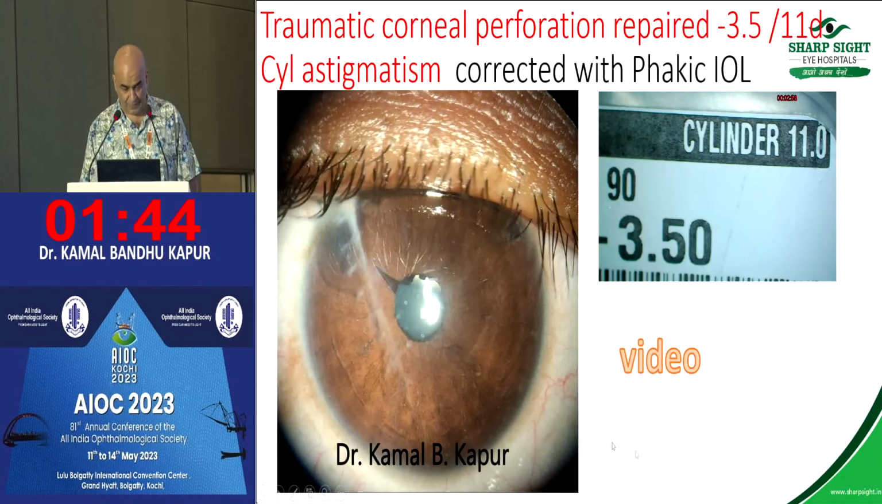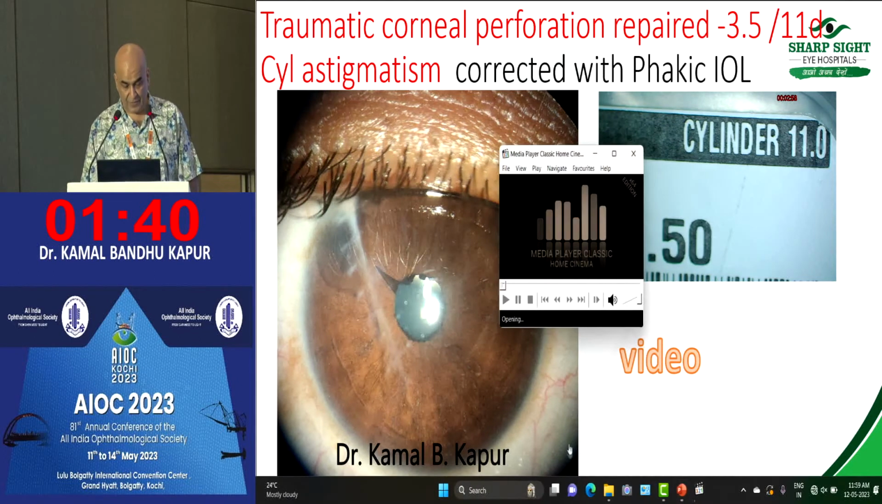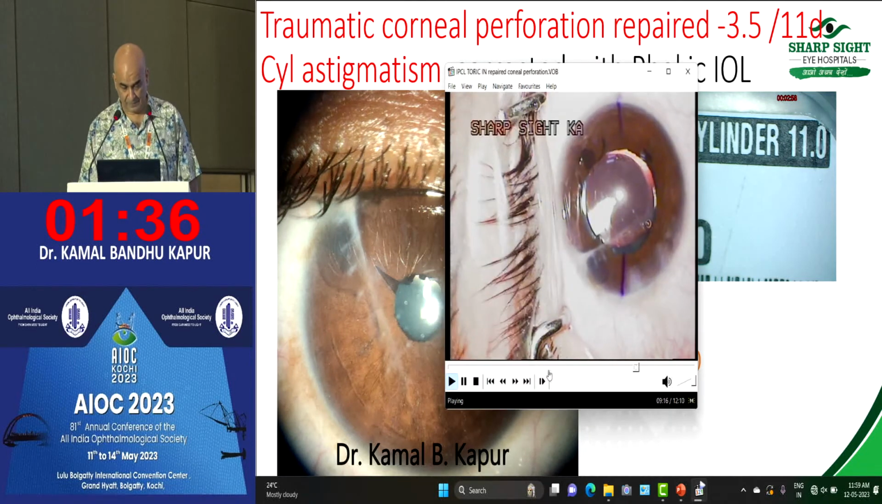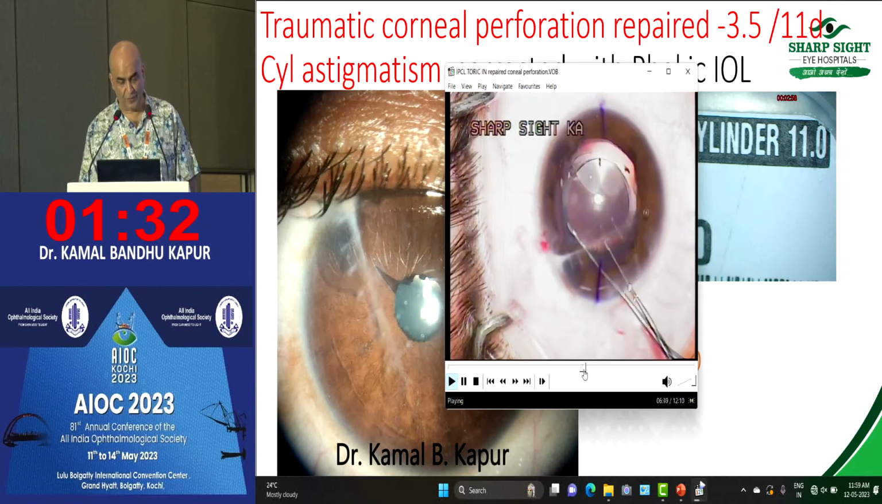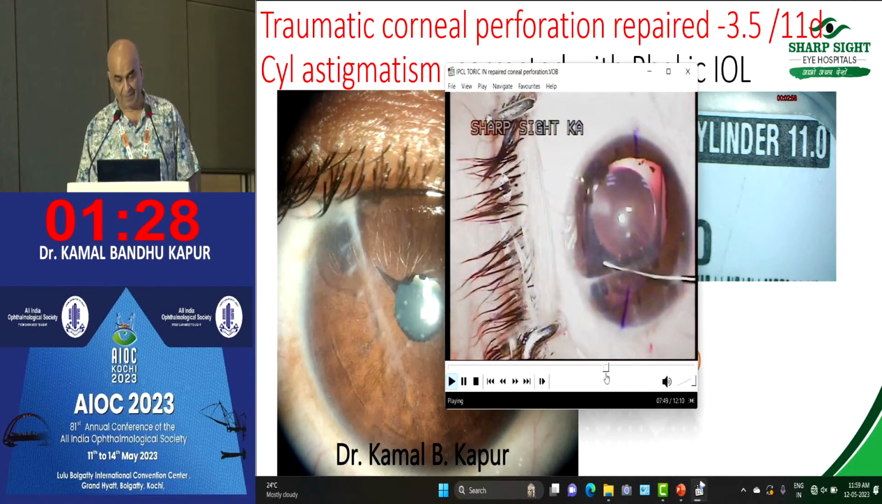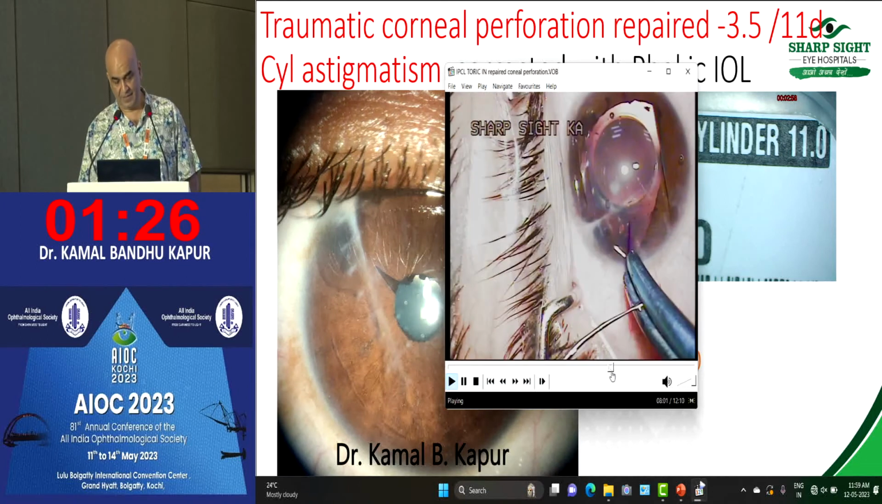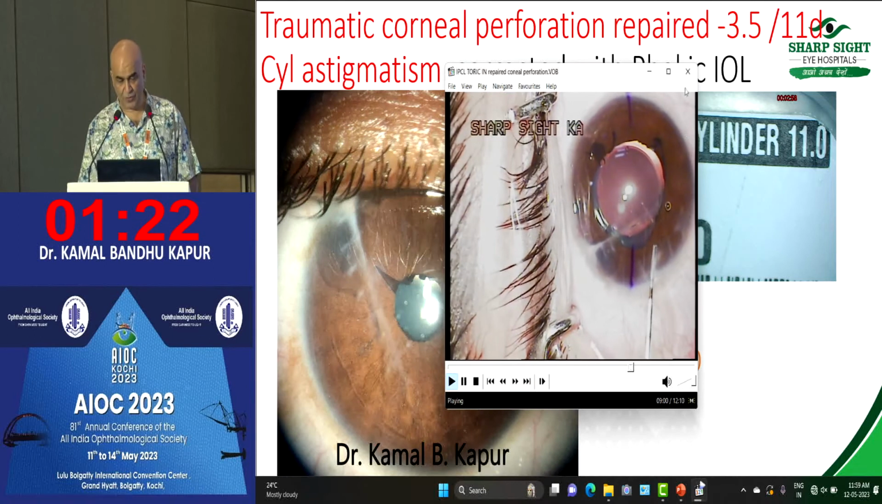I'll skip this video. Oh, this is interesting. Now we will see this case. Now, this patient did fairly well. So I've gone in, you can see the corneal scar. I'm fast forwarding the video, put in the phakic lens, 11 diopters of toricity, bang on accuracy. Patient 6/12 unaided.